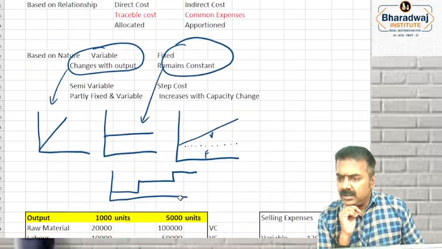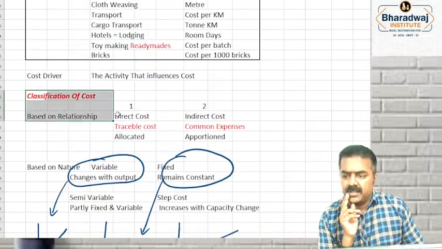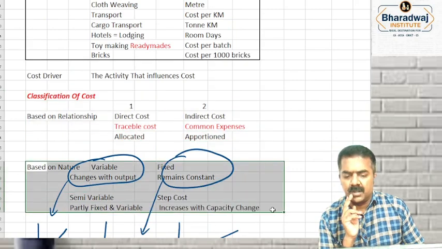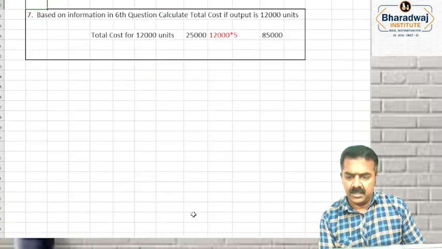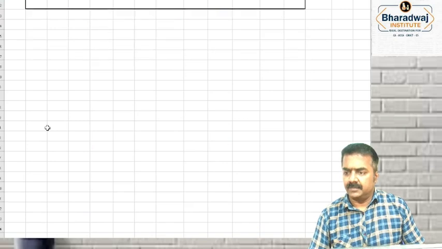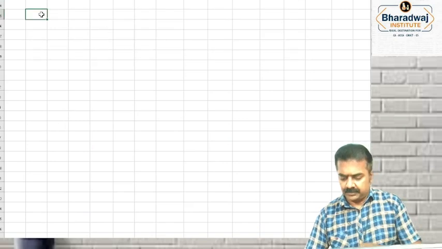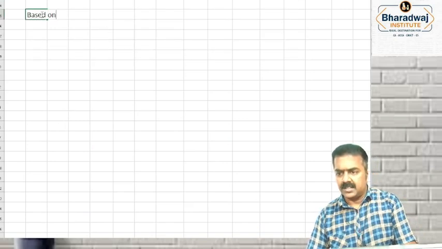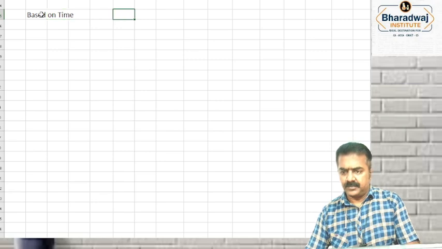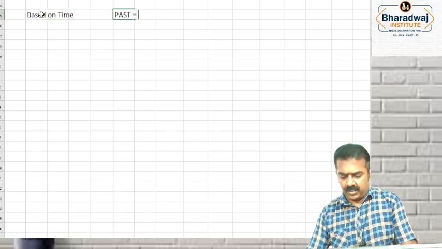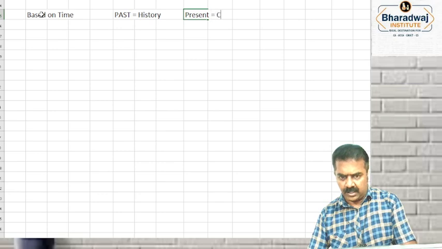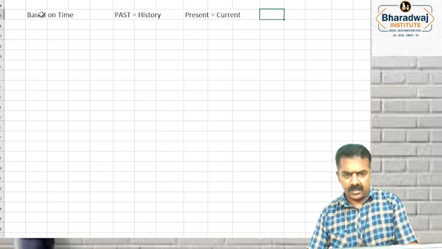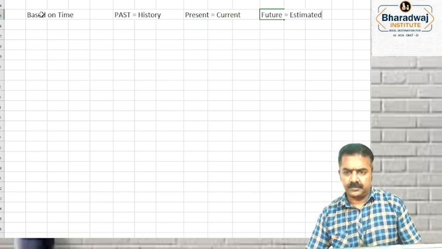Wait, we are doing which one? Classification of cost based on relationship we have done, then based on nature we have done. Then based on time. It can be past cost, we call it as historical cost. Then present cost, we call it as current cost. Then future cost, we call it as estimated cost.